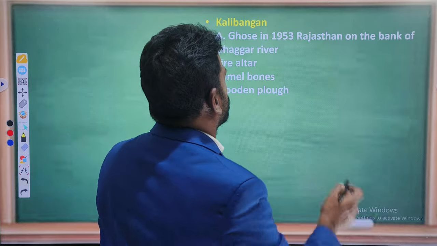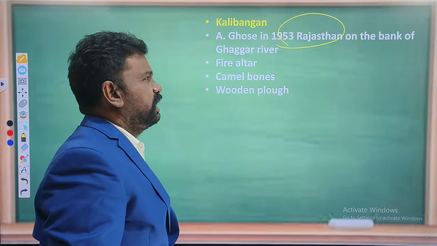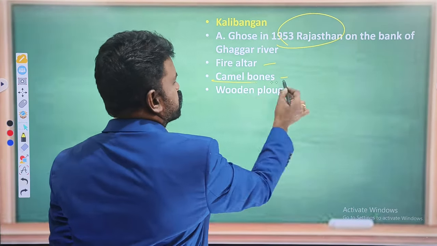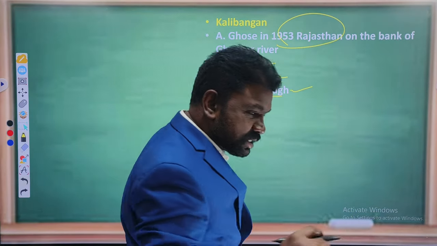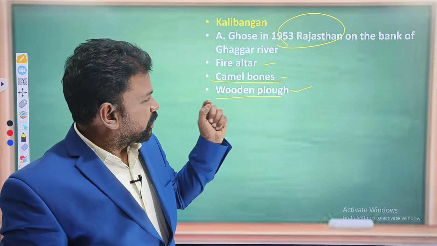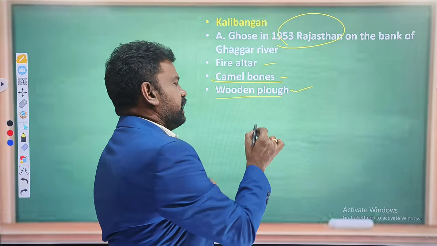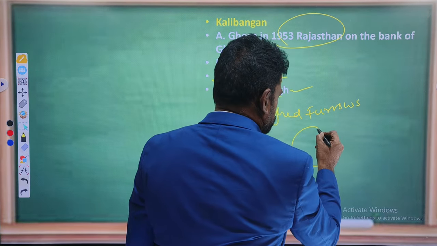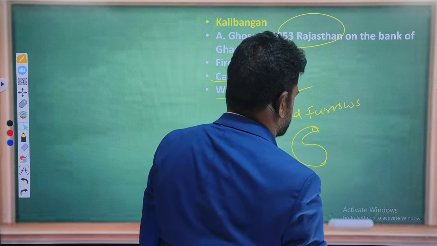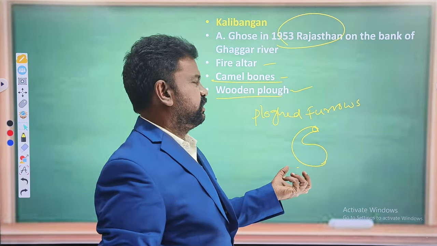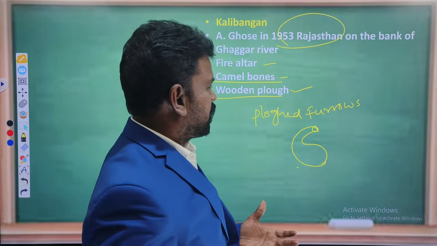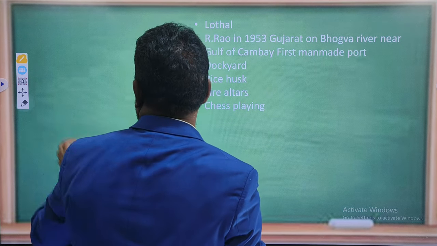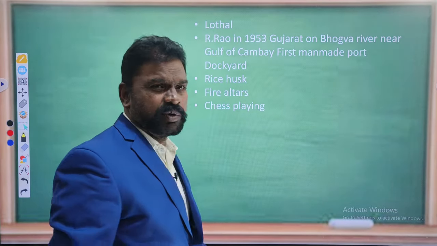Kalibangan means black bangles. It was discovered by A. Ghosh in 1953 in Rajasthan. At Kalibangan, fire altars were found. Because it is located in Rajasthan, camel bones were also found. A wooden plow was also found. The earliest plowed furrows were found at Kalibangan. A jar looking like a six was found at Kalibangan. Amulets were also found, considered medical evidences. Lothal is another most important place, situated in Gujarat in India on the riverbank of the Bhogava.